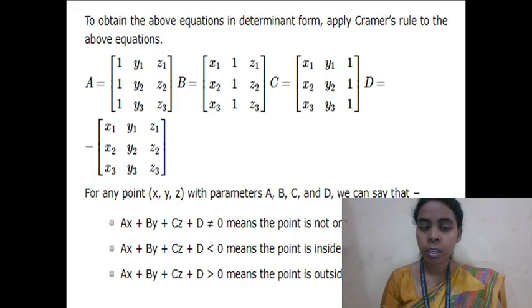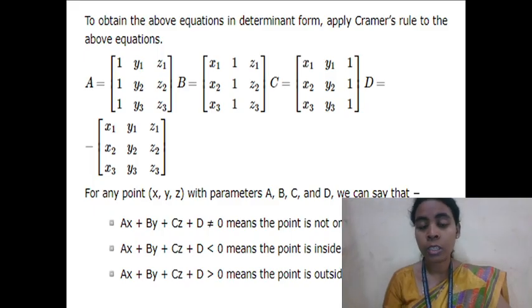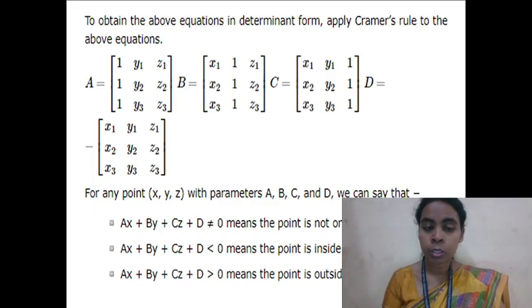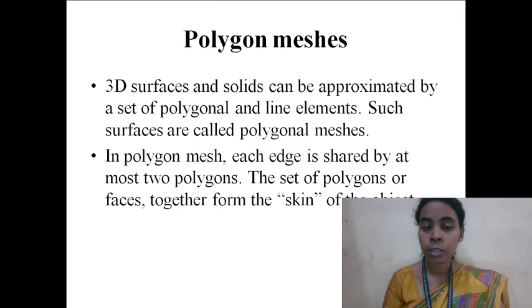We can say that ax + by + cz + d not equal to 0 means the point is not on the plane. Next, ax + by + cz + d less than 0 means the point is inside the surface. And ax + by + cz + d greater than 0 means the point is present outside the surface.